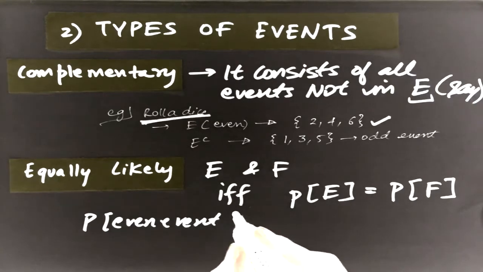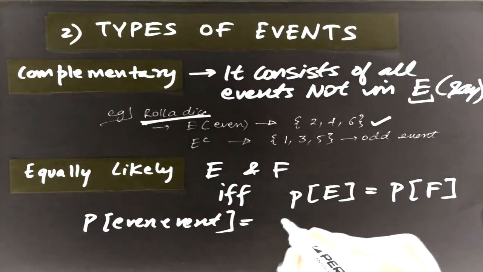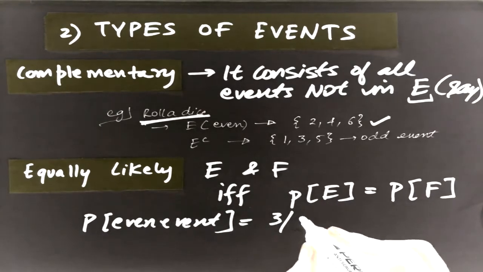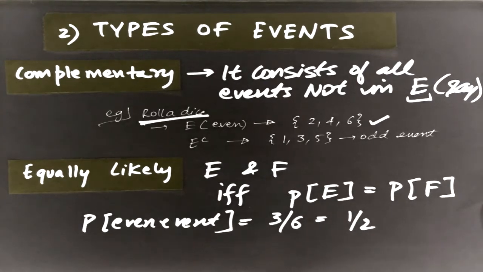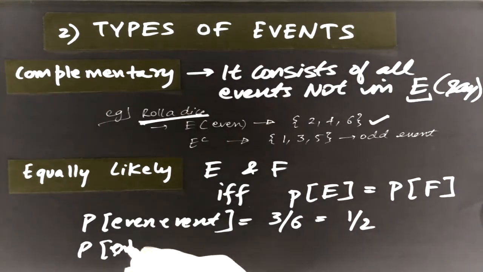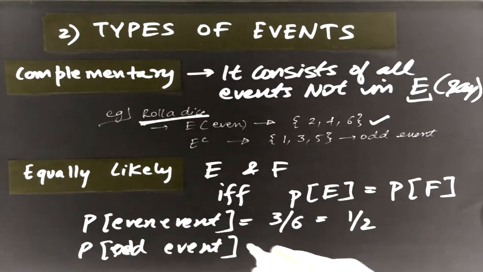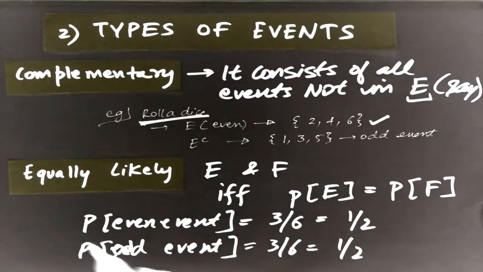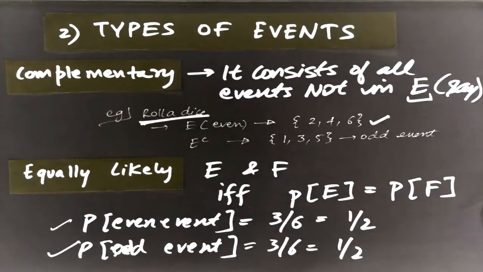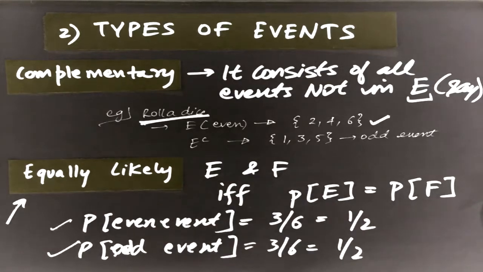the number of favorable outcomes for the even event is 3 and the sample space is 6, so it becomes 3 upon 6, that is 1 by 2. Similarly, the probability of odd events will again be 3 by 6. So here the probabilities of both events are equal, so they are an example of equally likely events.